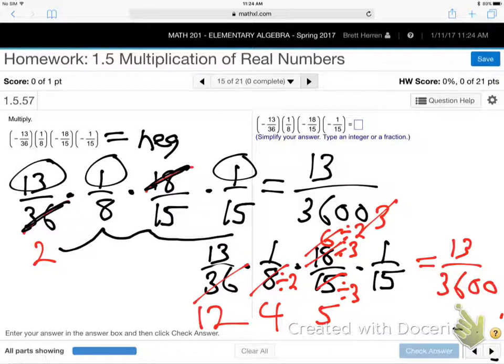Just be careful. It's easy to mess up. Negative. Oh, yeah, negative. I forgot about the negative. You're right. All right. Good. Let's move on.